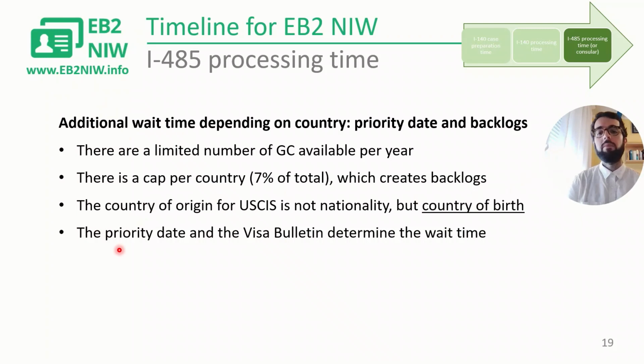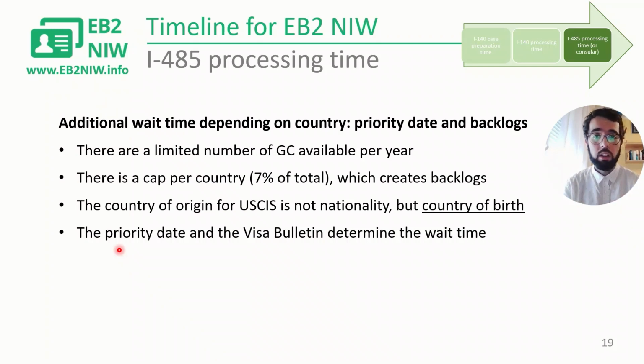And then the priority date and the Visa Bulletin determine the wait time, if you have any wait time based on this factor. In my case, for example, I'm from Spain, and it is pretty much always current. That means that there is no additional wait time. So in the previous slides, we saw the estimated processing time. That will be it for me. There's no extra. But some other countries, for example, India and China, may have an additional wait time depending on these backlogs.